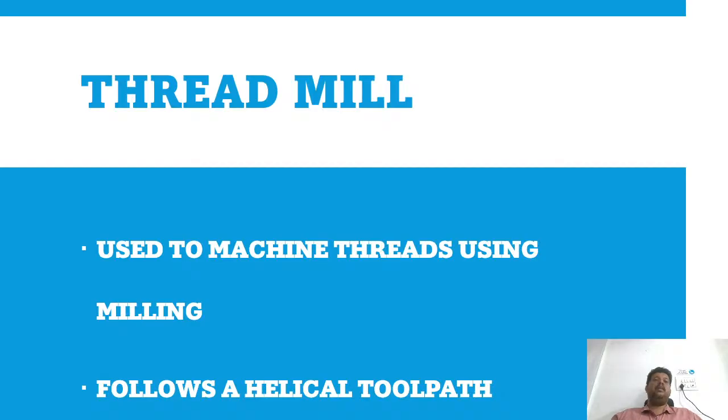Now let's look at the final tool for the day, the most interesting, most special tool, the thread milling tool. Normally, when we want to create threads, we use a tap. But in this method, we create threads using a milling cutter. Now, how does this work? Instead of going straight inside like a tap, this tool moves in a helical path.